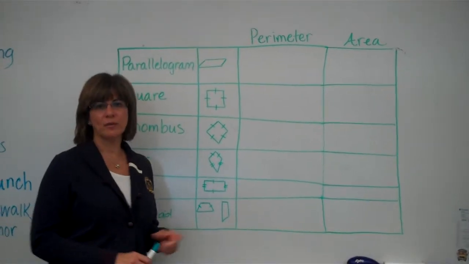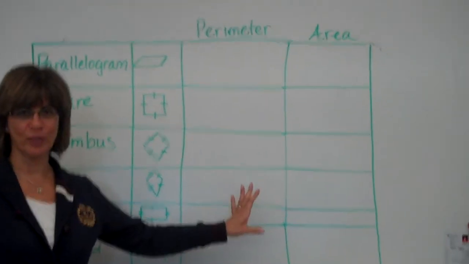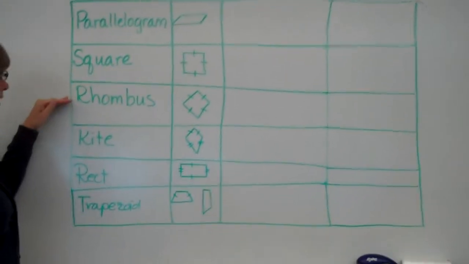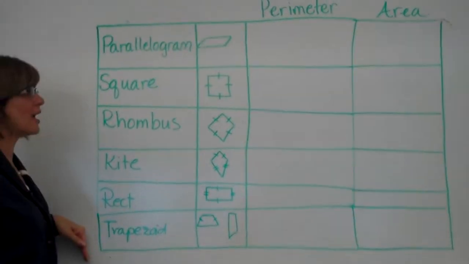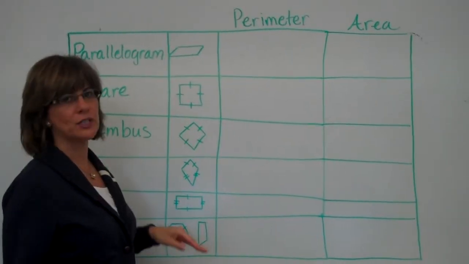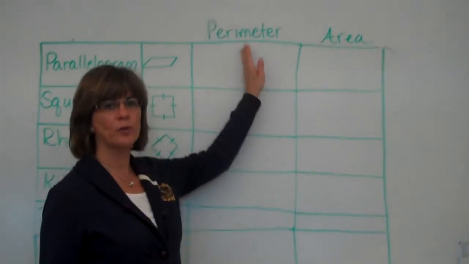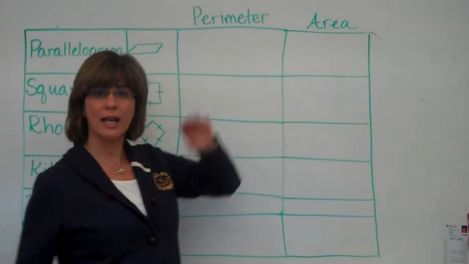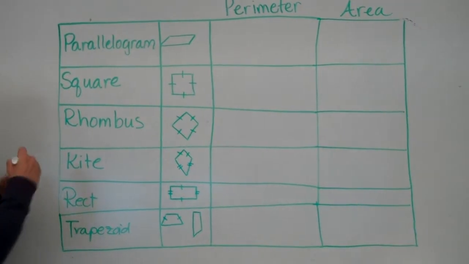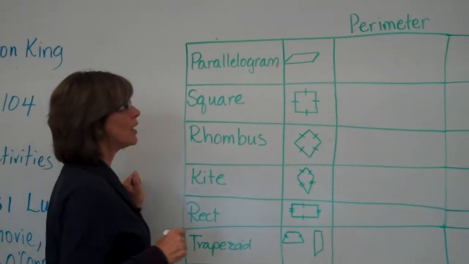For this little segment, what I've done is I've made a chart for you, and I've included all the polygons that we talked about last time. I've drawn a little picture of each polygon, and now I'm going to help you figure out how to do the perimeter and area of each one. So we're going to start with a parallelogram.